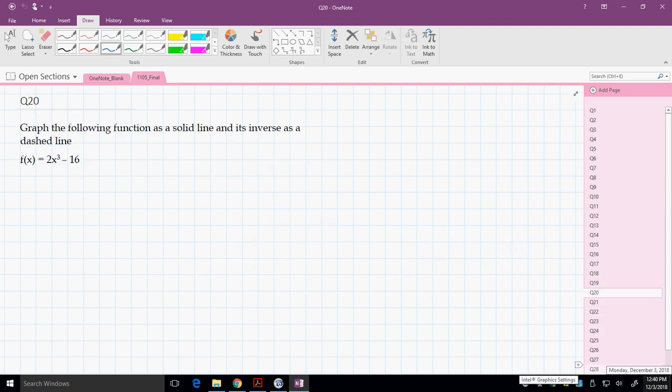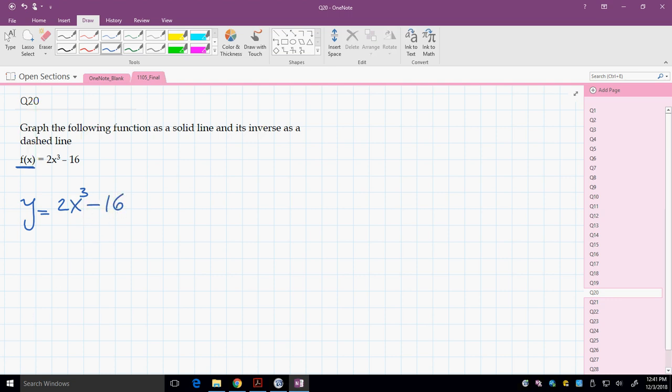Now we're going to question number 20. Draw the following function as a solid line and its inverse as a dashed line. Okay, we're first going to find the inverse and then we're going to graph. The inverse, the first step is to change the function symbol for a y. So we have y equals 2x cubed minus 16.